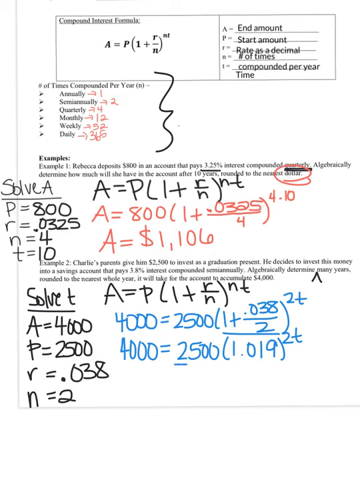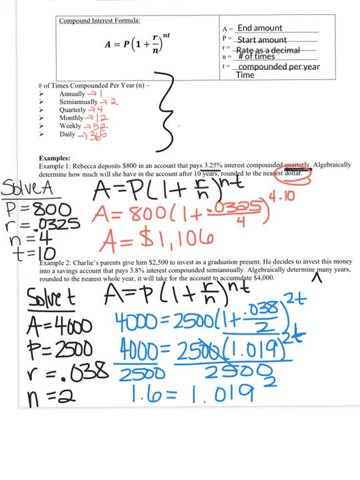So first step, you divide both sides by 2,500. And the reason why is because, again, look where your variable is. Your variable is in the exponent, so you're going to have to use logarithms for this. Divide both sides by 2,500. You get 1.6 on the left side equals 1.019 raised to the 2t. To bring the 2t down, you have log 1.6 equals 2t times log 1.019.